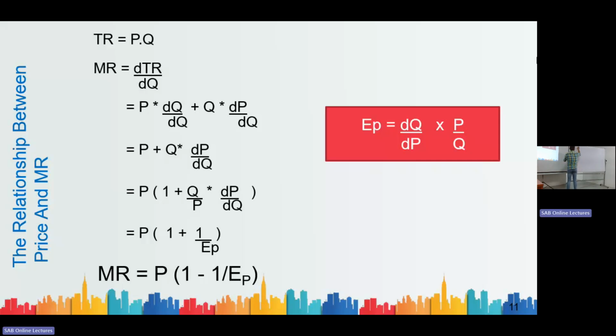Marginal revenue equals P into 1 minus 1 over price elasticity of demand. So this expression links marginal revenue and price elasticity of demand through the price. There is a link between marginal revenue and price elasticity of demand.